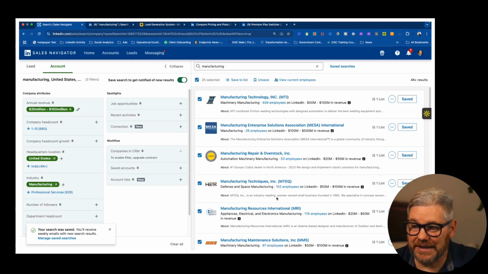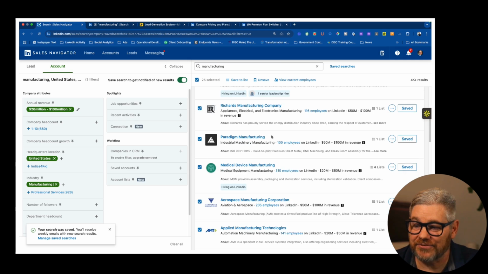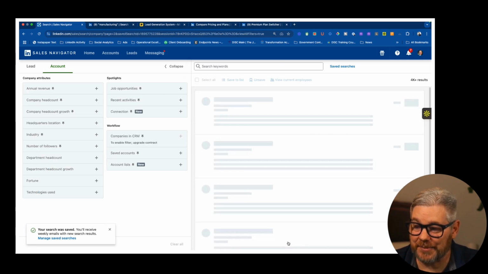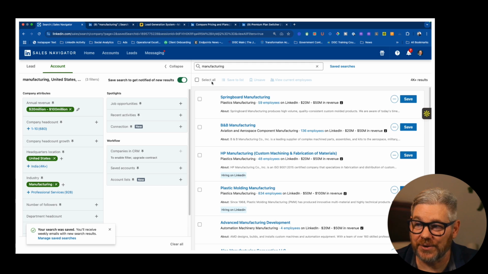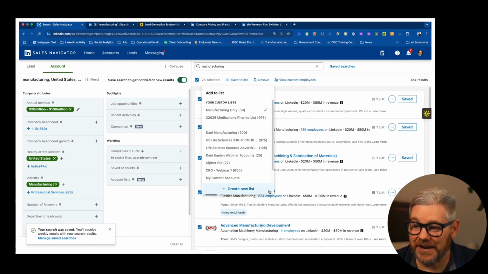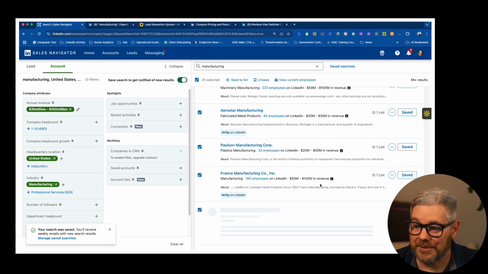And I'm going to create that and save. Let's just say I save, I don't know, 100 companies. To do that, what I have to do is scroll to the bottom. I'm going to go through 4 pages here really quickly, essentially select all, save them to the list, manufacturing, and then I'm going to scroll all the way to the bottom.